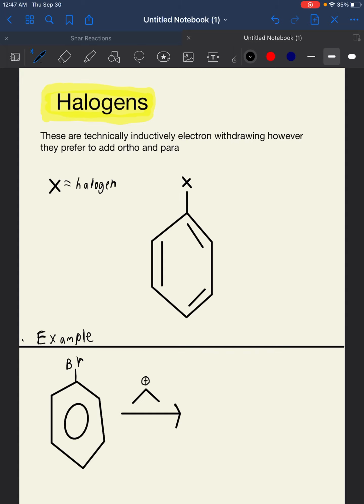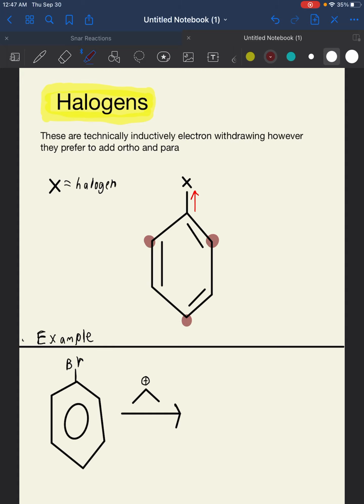So kind of treat halogen on EAS reaction as an electron donating group, but don't consider it an electron donating group, because it's not. It actually has inductive properties that make it electron withdrawing. So it's going to prefer to either add here in the ortho position or in the para position.